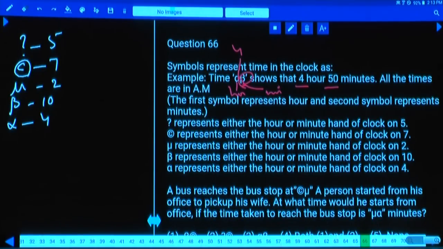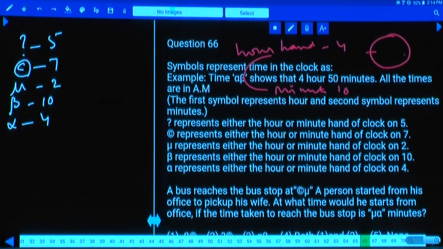As the minute hand is 10, tell me what is the answer. How many minutes is that? If the minute hand is at 1, 5 minutes, 2, 10 minutes, and so on. Now that minute hand is at 10, that means 10 into 5, 15 minutes, and the time is 4 hours 15 minutes. Clear now? Here the second one is this beta. Now the hour hand is at 4, and minute hand is at 10. The diagram will be like this, 4 and 10, isn't it?